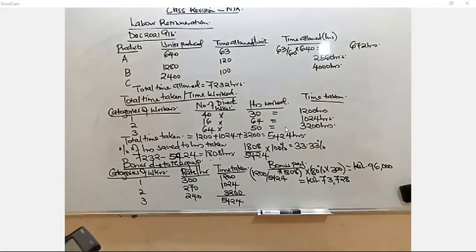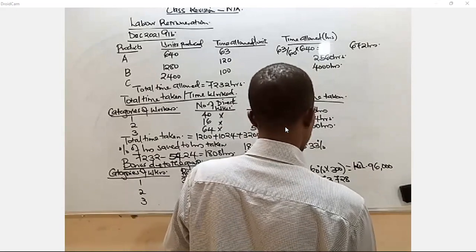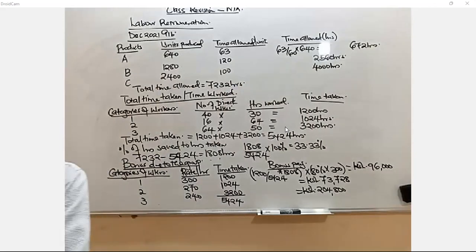Then the other one will be how much? The last one will be 3,200 divided by 5424 times 1808. Then we multiply it by 0.8 times 240. They are being paid a total of 204,800.